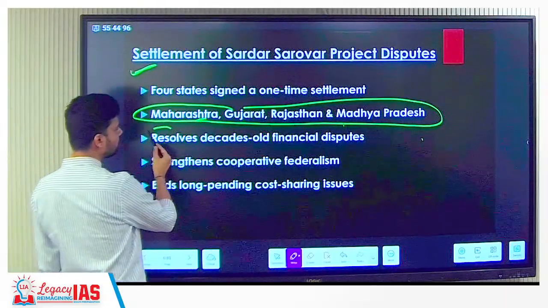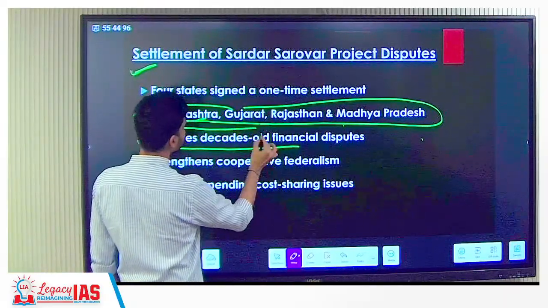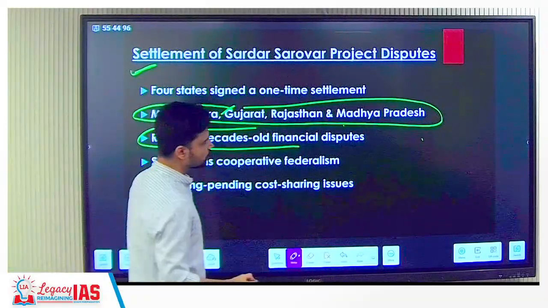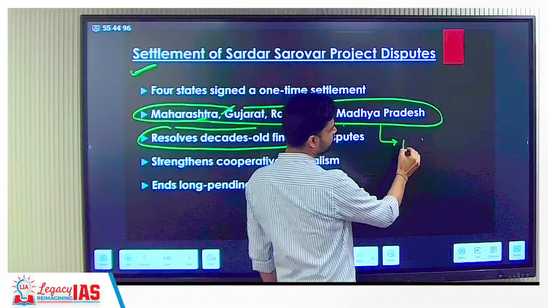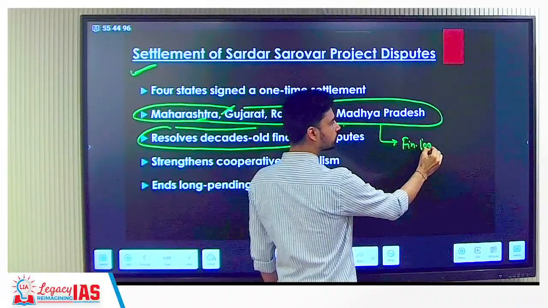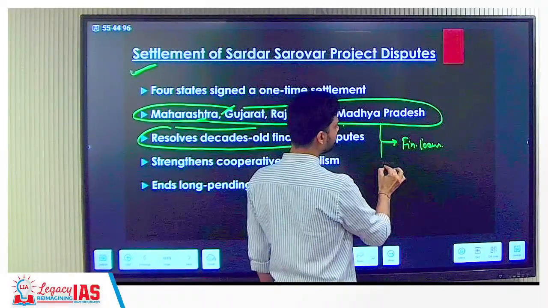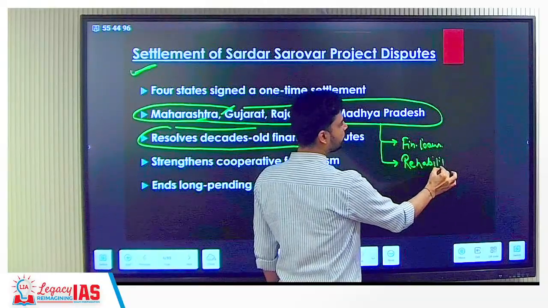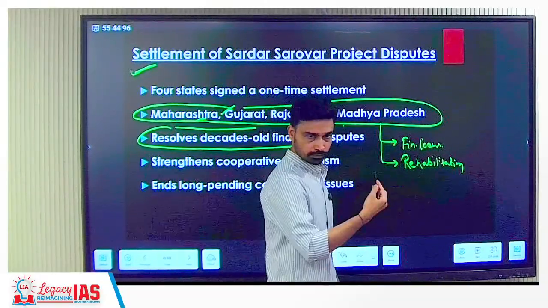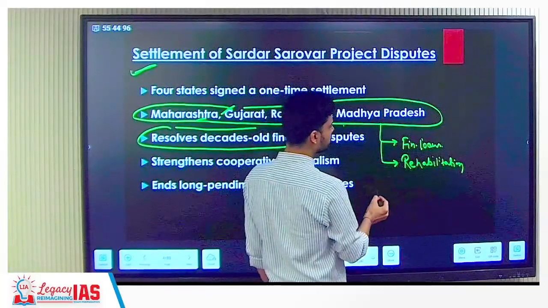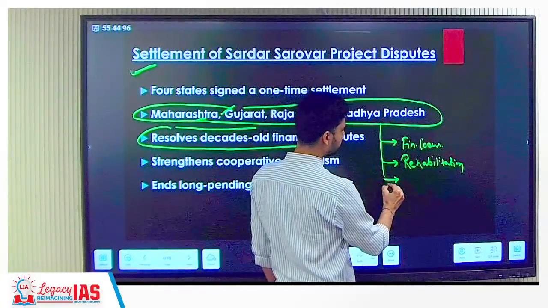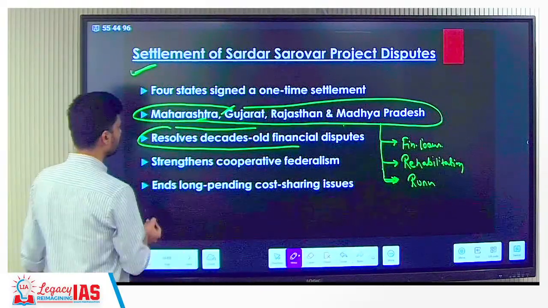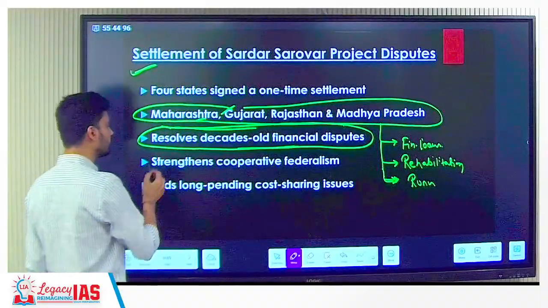Now there was a decade-old financial dispute. Basically the states were not agreeing on who will share how much burden of the cost. Cost means several types of cost. If you construct such a massive project, you have to take some sort of financial loans. Second, what you have? People who are being displaced due to the dam. You have to ensure that they are also properly rehabilitated. Additional shelter or compensation is provided to them. And then third is related to the running or operating cost. So all of these were a source of dispute between these 4 states.